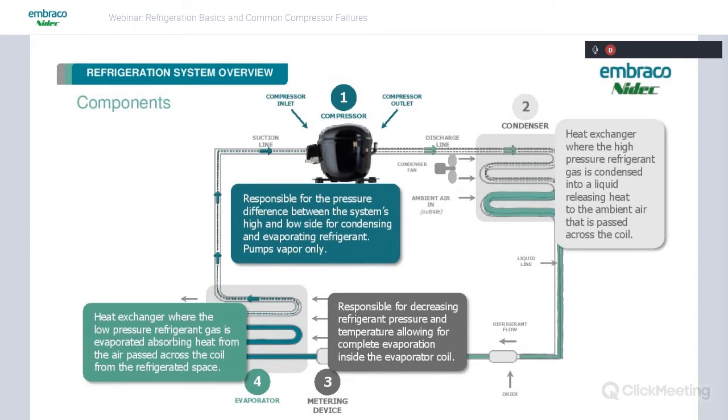And one thing to note is the condition of the refrigerant through the system. As you can see, going into the compressor, it's low pressure suction vapor, and coming out, it's high pressure discharge vapor. And then it's turned into a liquid after the condenser. So you can kind of see the state of the refrigerant as it goes through the system.